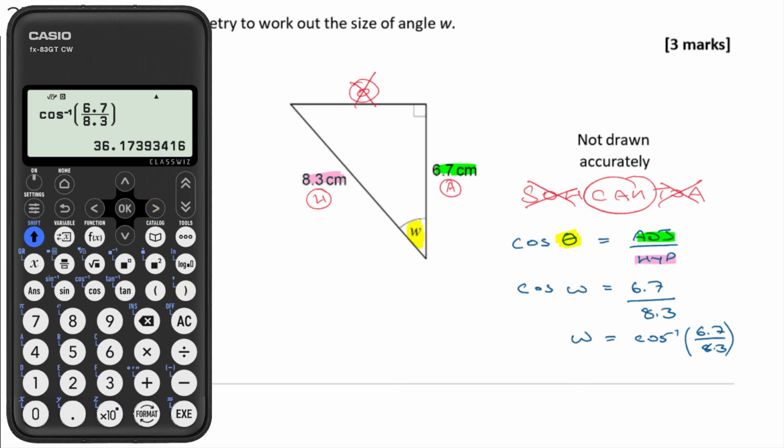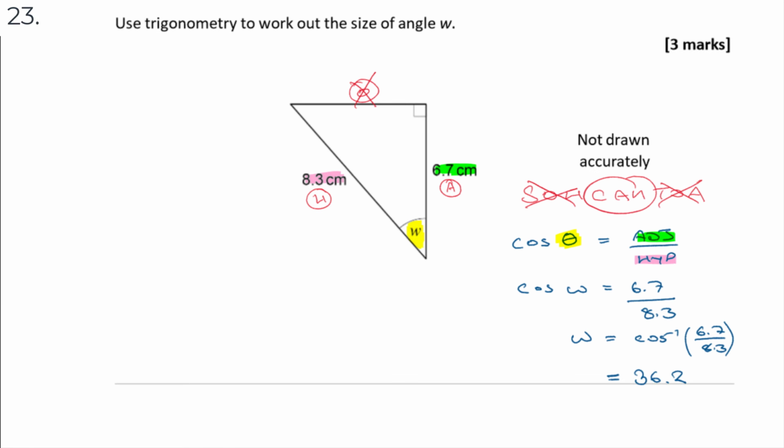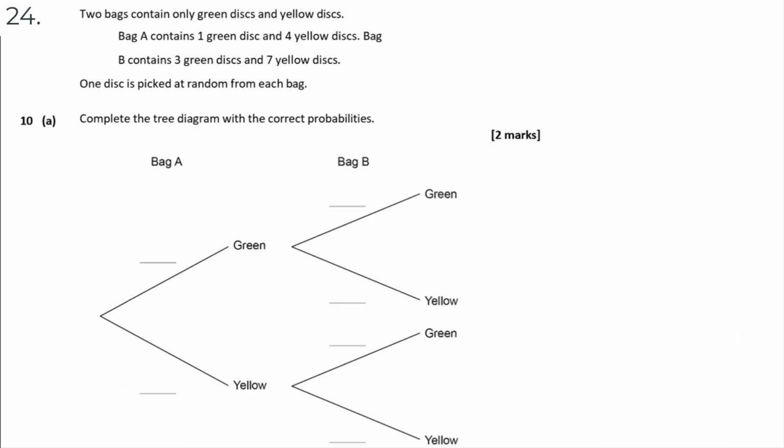I make that 36.17, which I'm just going to round off to three significant figures. So that's going to be 36.2. 36.2 what? This is an angle, so it's going to be in degrees. 36.2 degrees.